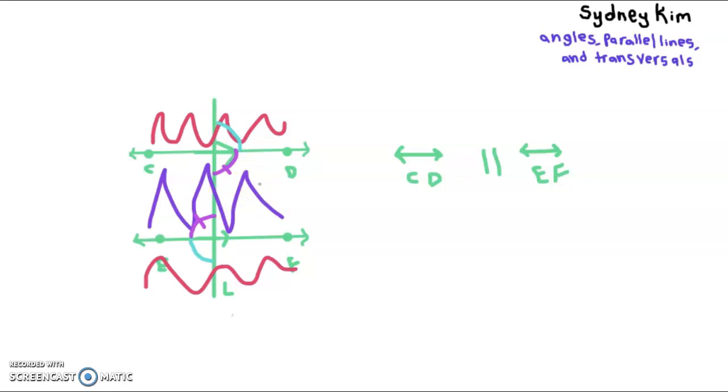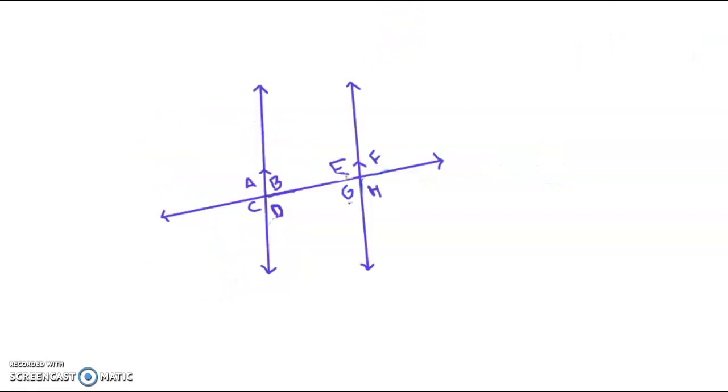Vertical and corresponding angles are also congruent. I'm now going to give you another example, this time explaining vertical and corresponding angles. So if we start with angle D, its vertical angle would be angle A because they are vertical to each other. We can write this by saying angle D is congruent to angle A.